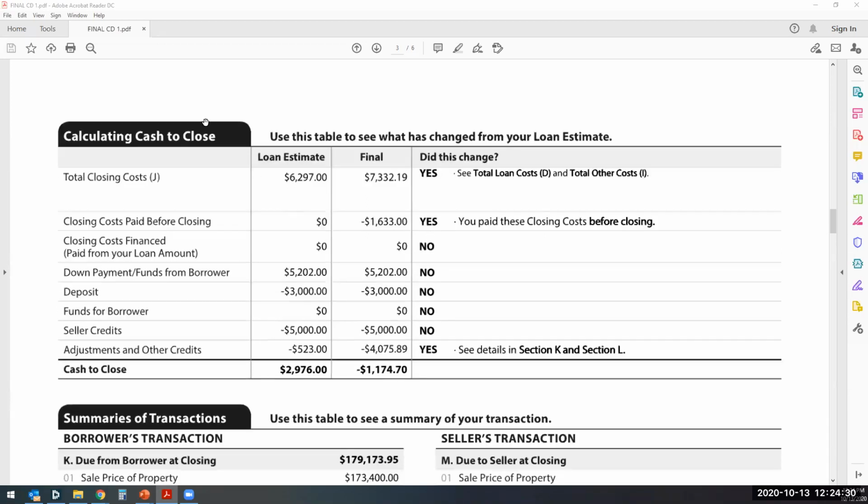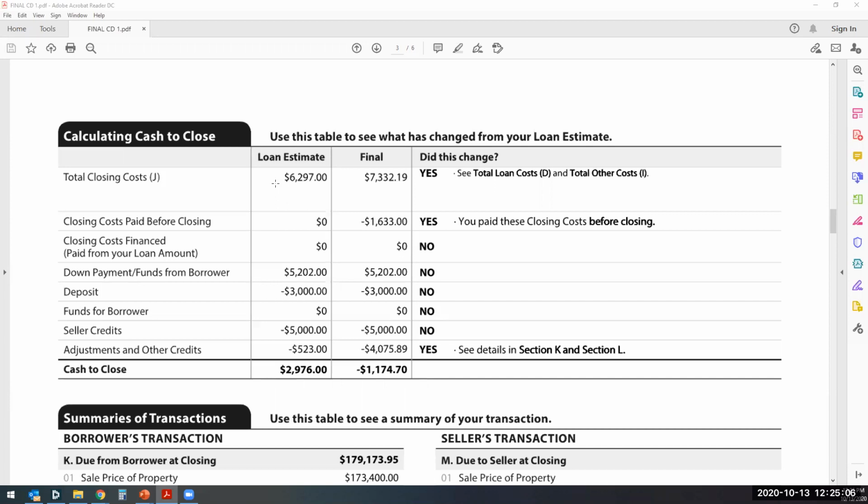Okay, so now we're back to our CD, calculating cash to close. We're going to compare the loan estimate, which is the first document that came out the very first time your client signed disclosures, and your final CD. You want to see, is it too high? What's going on? In this case, the closing costs are a little higher, but the cash to close is much lower. So the client is going to be very happy because he doesn't have to bring money to the table. He is actually getting a little bit of money back.